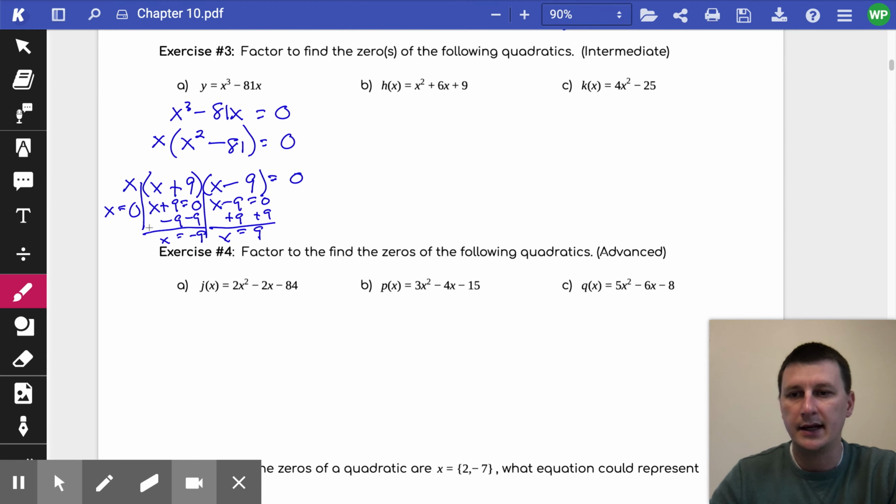So now I can see that this equation is actually a cubic function, and it's going to have 3 roots. The 3 roots are going to be x equals 0, x equals negative 9, and x equals positive 9.